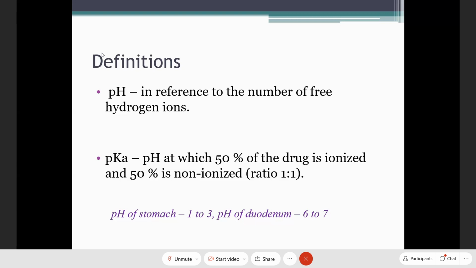Okay. So please bear in mind that the pH of the stomach is acidic. And the pH of the duodenum, the small intestine, can range from 6 to 8. It's going towards more alkaline, the pH of the duodenum, whereas the pH of the stomach is acidic.